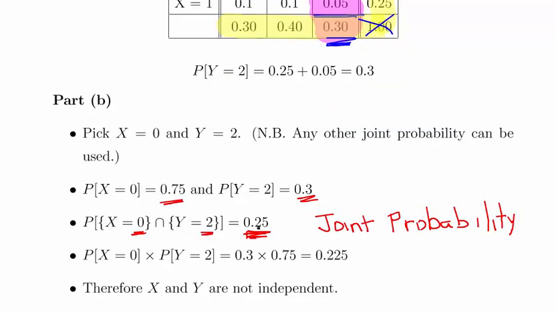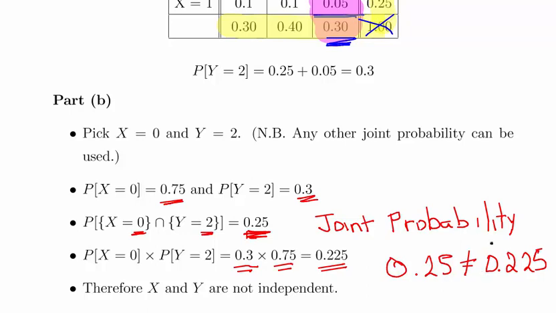Now, independent events. So this is the independent event formula. We want to see if the probability of x equal to 0 times the probability of y equal to 2 would give us the same value as this joint probability. The answer here is 0.3 times 0.75, which is 0.225. So they're not equal to each other. 0.25 is not equal to 0.225.